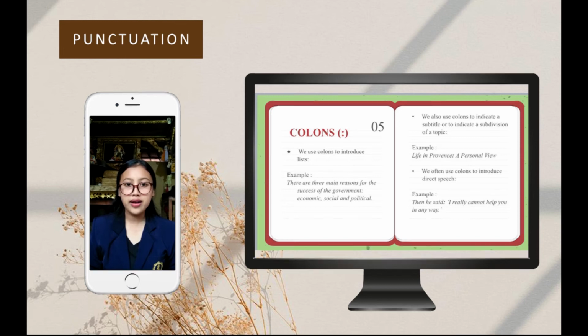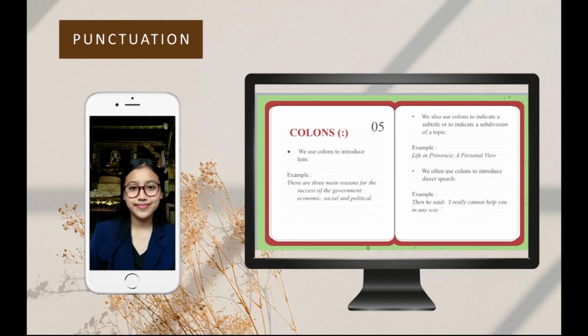Okay, the last one, we use colons to introduce an explanatory statement in the form of a quote. For example, the minister shouted: "Don't worry, the next time I stand up here, I will help answer these questions." So here, you have to put a colon before you write what is said.